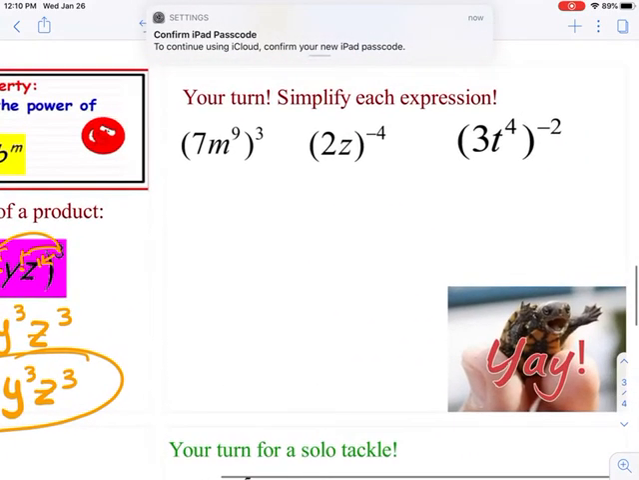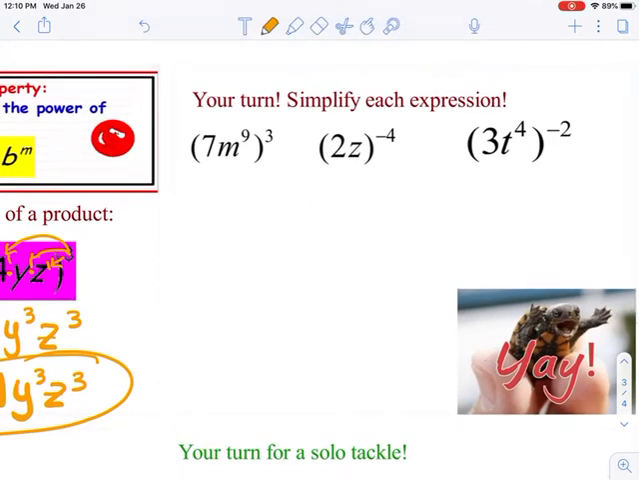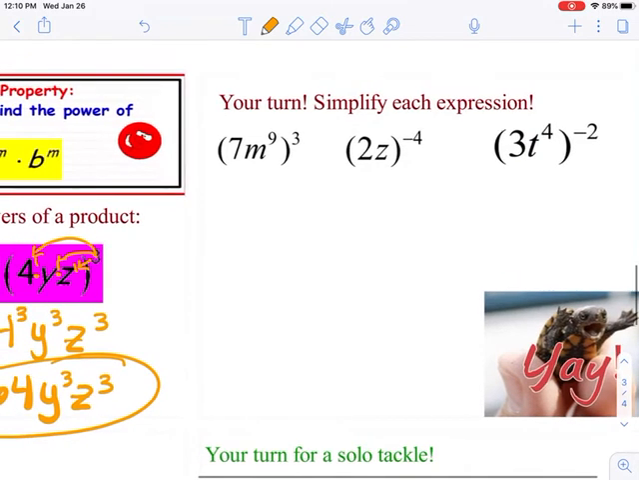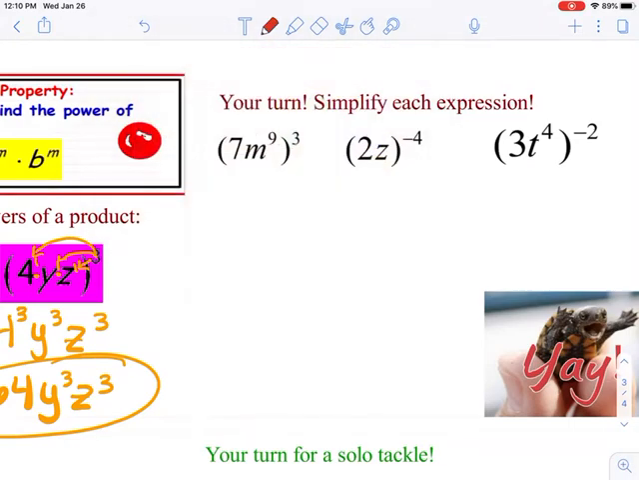So let's do some slightly harder examples. I know it says your turn, but let's actually try maybe a couple of these together. Again, I have to deal with that power to power stuff first, right? I have this 7m to the 9th raised to the third power. I have to distribute this third power in first. So I have to distribute it to the 7 and to the m, right? Every term inside the parentheses.